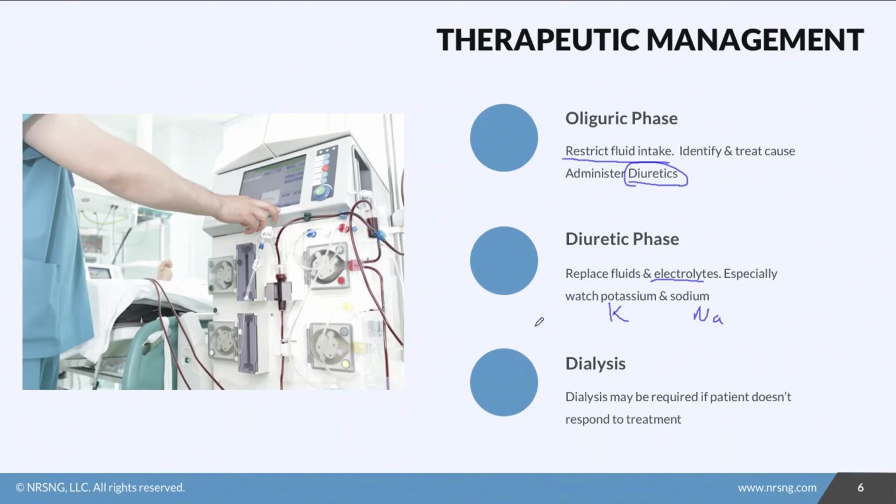So if the patients don't seem to be getting better or aren't responding to treatment, we may need to start them on hemodialysis. Now, we'll talk about that more during the CKD lecture, but just be aware that if we can't get this fluid off, we can't regulate these electrolytes, we will need to look at dialysis for our patient.